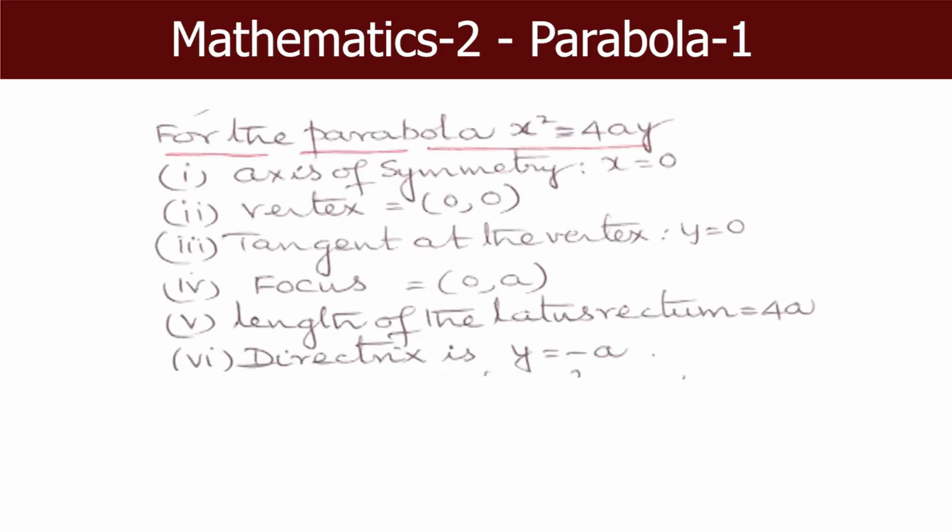Also, for the parabola x² = 4ay, the change you find in the two equations y² = 4ax and x² = 4ay is that the roles of x and y are interchanged. That means x instead of y and y instead of x.